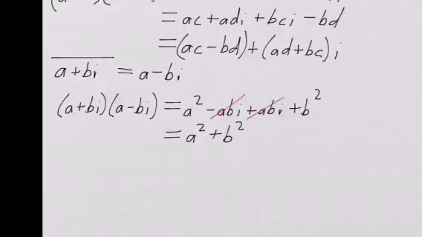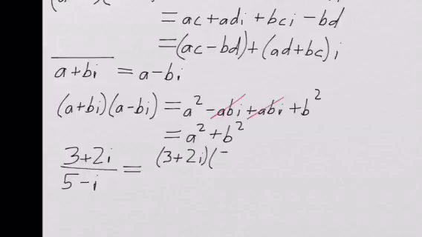So this one, rather than giving you a formula, I'll give you an example. So if we take 3 plus 2i divided by 5 minus i, first thing we're going to do is multiply both the numerator and denominator by the conjugate of the denominator. So that would be 5 plus i. So 3 plus 2i times 5 plus i over 5 minus i times 5 plus i.